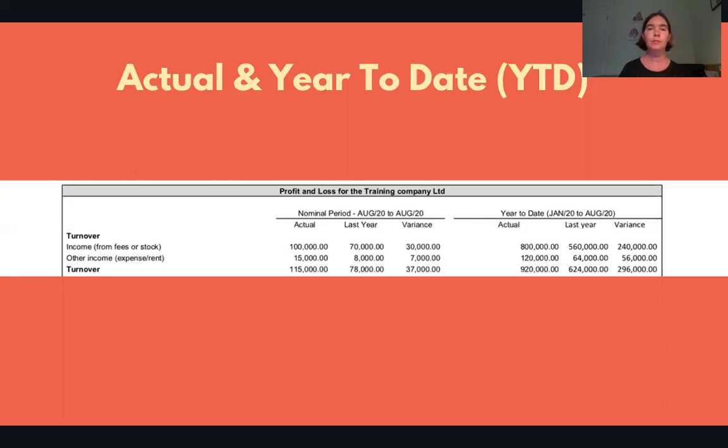All right, so if you have a look at the slide in front of you, you're going to see 2 main columns, one in the middle and one to the right. The column in the middle shows us the information for August 2020. You can see we've got our actual numbers, the numbers for last year, and then the variance between the two. On the right, you can see the numbers for the year to date. You can also see the actual year to date, last year's year to date, and the variance.